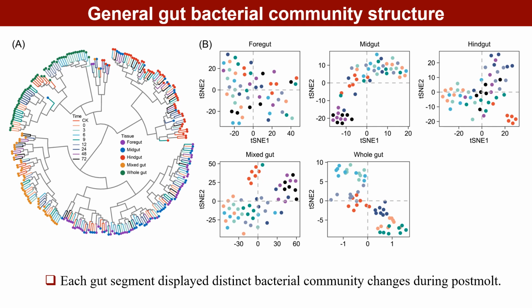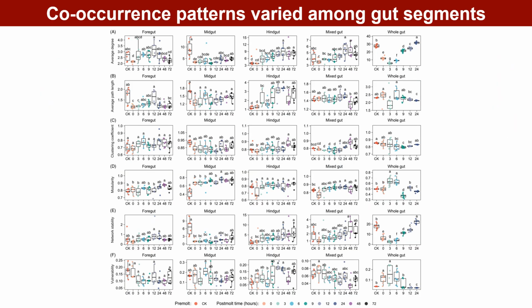Community dissimilarity analysis revealed significant temporal variations in the hindgut, mixed gut, and whole gut after molting, whereas the foregut showed no such changes. We also found that bacterial co-occurrence patterns varied among gut segments, with fewer topological changes in the foregut compared to the midgut and hindgut.